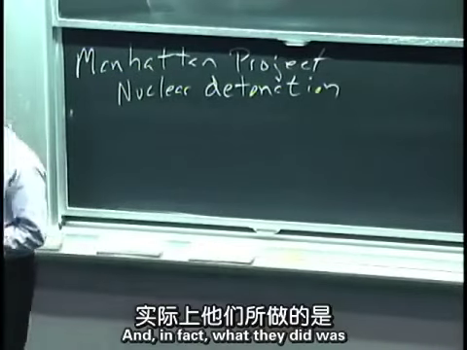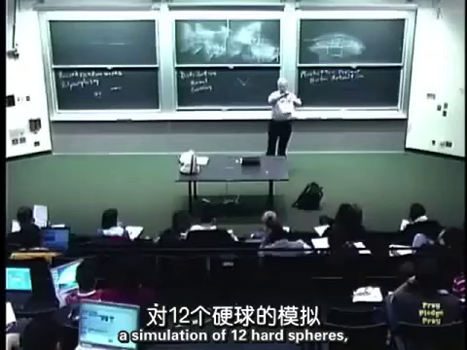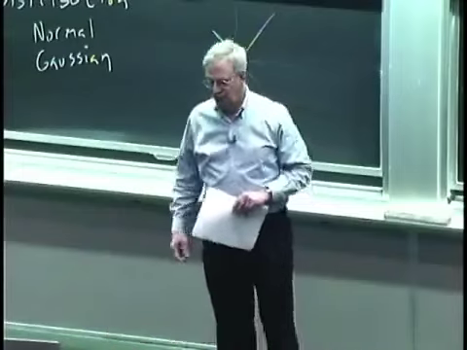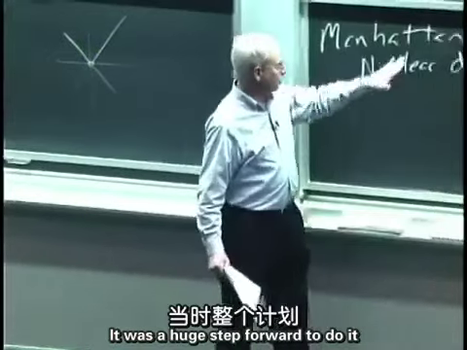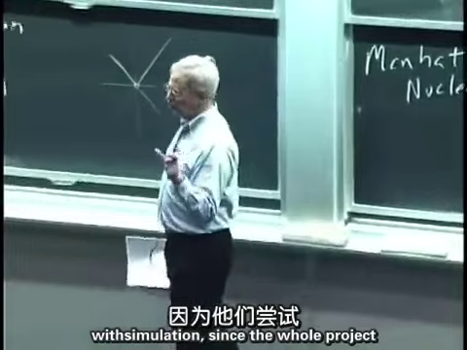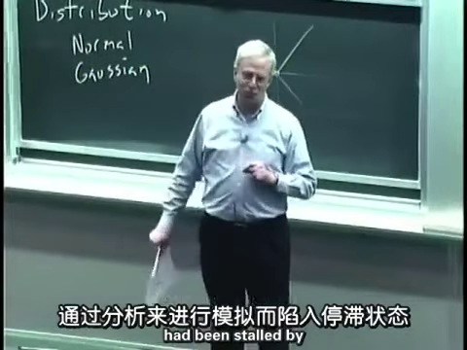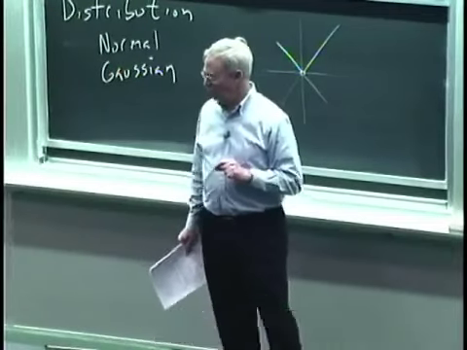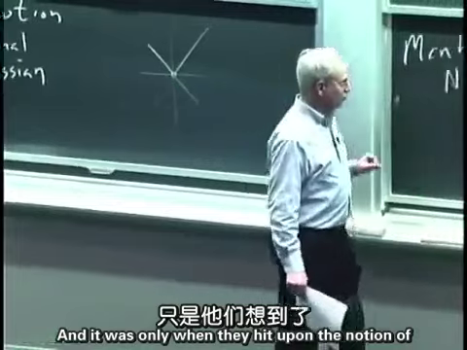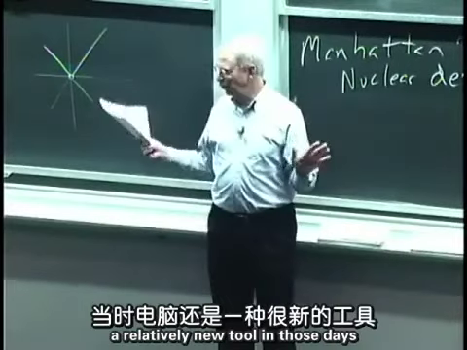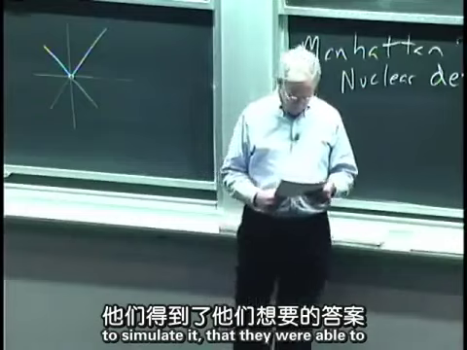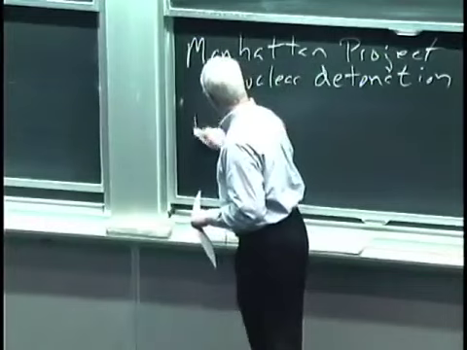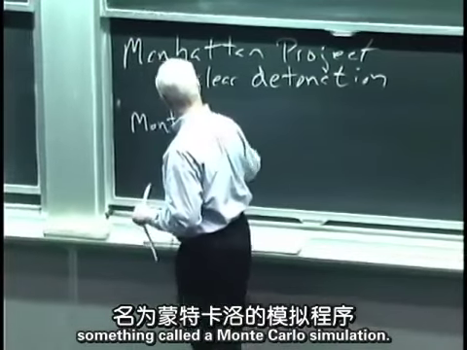And in fact, what they did was a simulation of 12 hard spheres and what would happen when they would bump into each other. It was a huge step forward to do it with simulation, since the whole project had been stalled by their attempt to do this analytically. They were unable to actually solve the problem analytically. And it was only when they hit upon the notion of using a computer, a relatively new tool in those days, to simulate it, that they were able to get the answers they needed. And they did it using something called a Monte Carlo simulation.